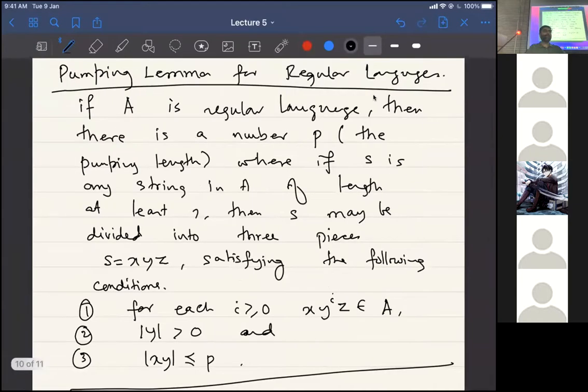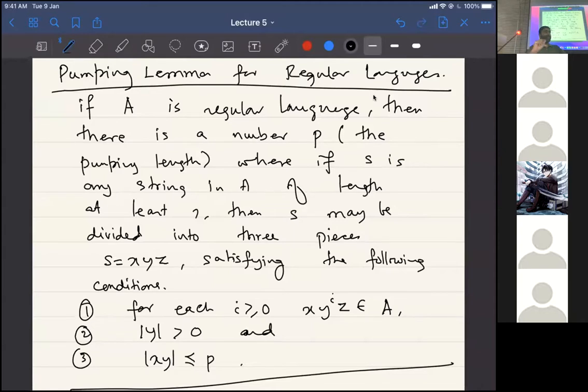That's exactly what the pumping lemma says. It says that if we have an infinite regular language, so this is the necessary condition, if the language A is an infinite regular language, then it is possible to find a string in this language which has some minimum length. And if you find such a string, then you can always divide this string into three parts, such that you can pump the middle part as many times as you want. You can either remove the middle part or pump it once, twice, thrice, 10 times, 100 times, a million times, or infinitely many times. And the resulting string would still be in the language. This is exactly what the pumping lemma says.